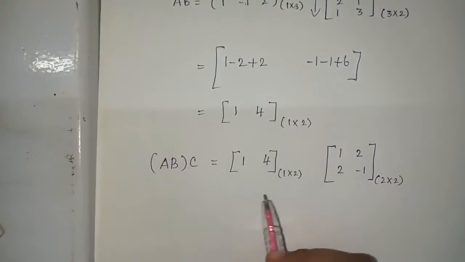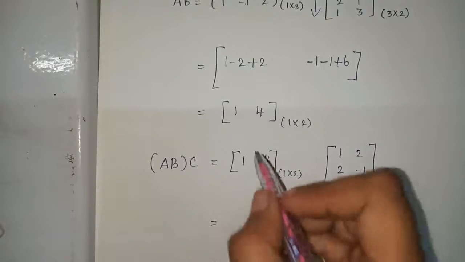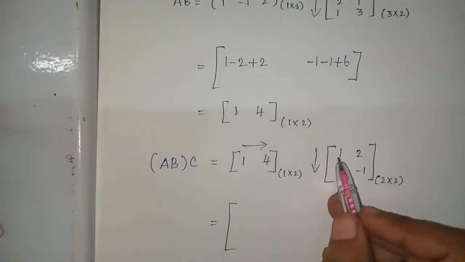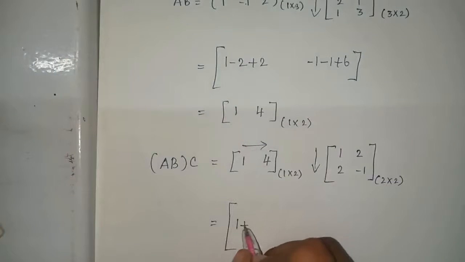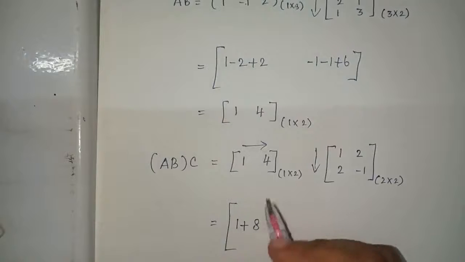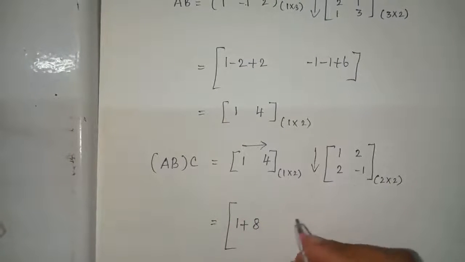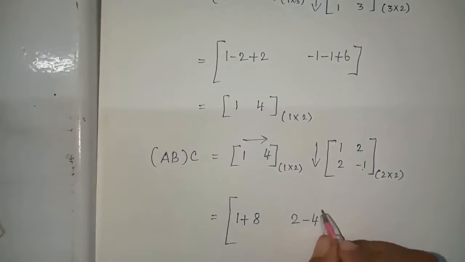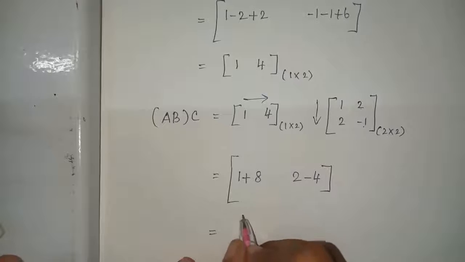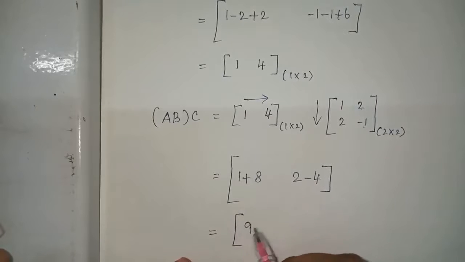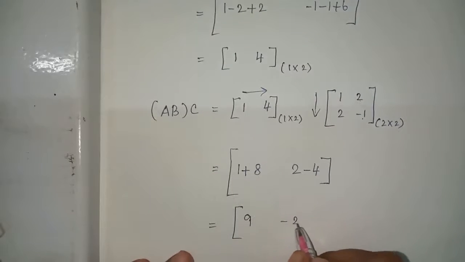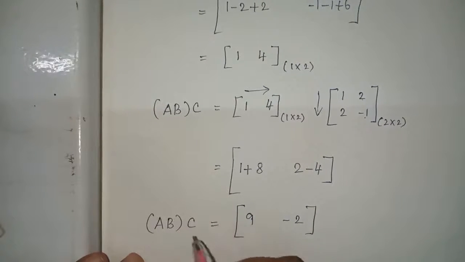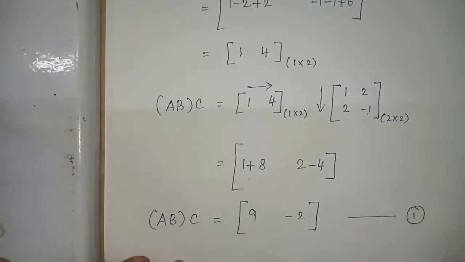Now again we move for the matrix multiplication, which is first row, first column. So 1 into 1 is 1 plus 4 2s are 8. Then first row, second column: 1 into 2 is 2, 4 into minus 1 is minus 4. Which is equal to 8 plus 1 is 9, 2 minus 4 is minus 2. So this is the matrix of AB into C. This is equation number 1.